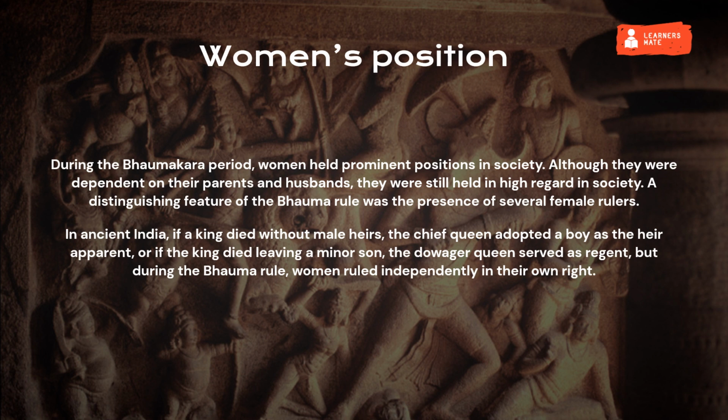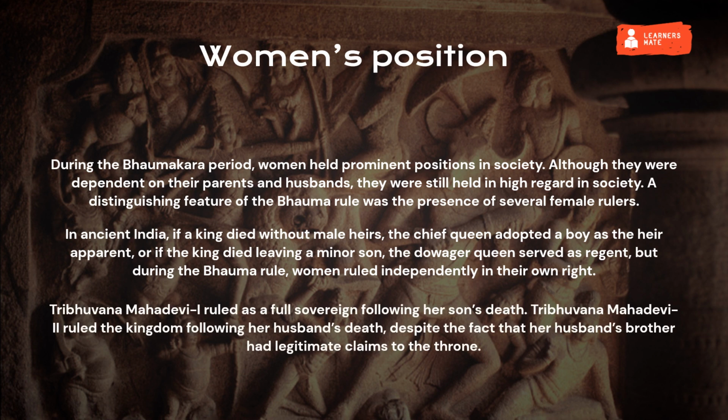In ancient India, if a king died without male heirs, the chief queen adopted a boy as the heir apparent, or if the king died leaving a minor son, the dowager queen served as regent. But during the Bhauma rule, women ruled independently in their own right. Tribhuvana Mahadevi I ruled as a full sovereign following her son's death.